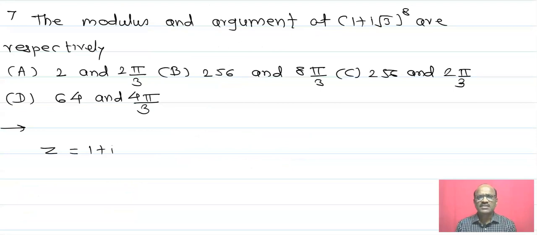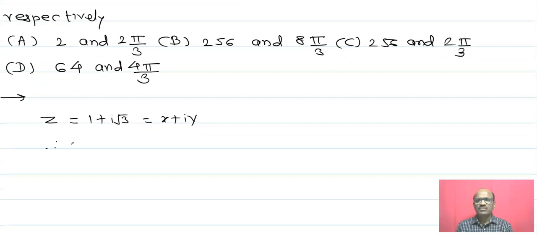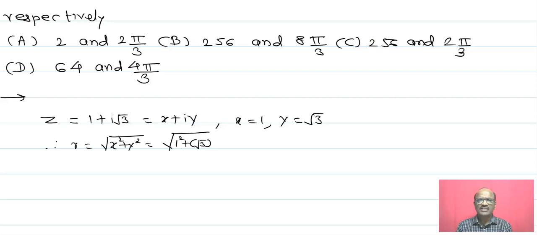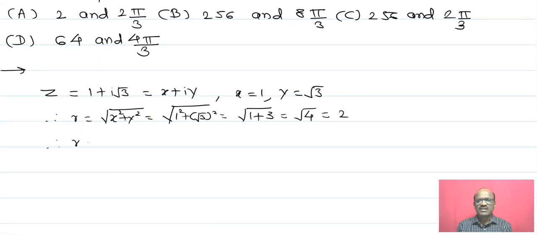Number 7. The modulus and the argument of (1 plus i root 3) raised to 6 respectively. Now see this. That is z is equal to 1 plus i root 3. It is written as z is equal to x plus iy. The value of x is 1 and y is root 3. Therefore r is equal to the root of x square plus y square, that is the root of 1 square plus (root 3) square, is equal to the root of 1 plus 3, that is the root of 4, that is equal to 2. The value of r is 2.